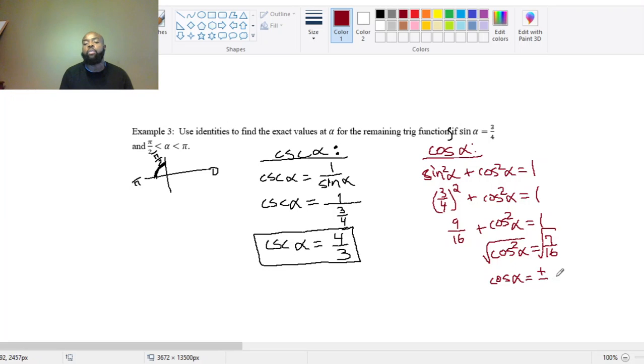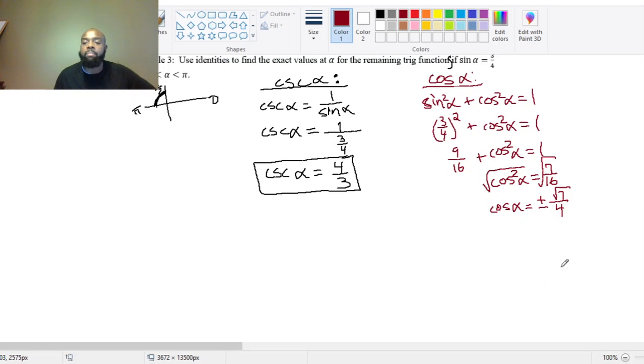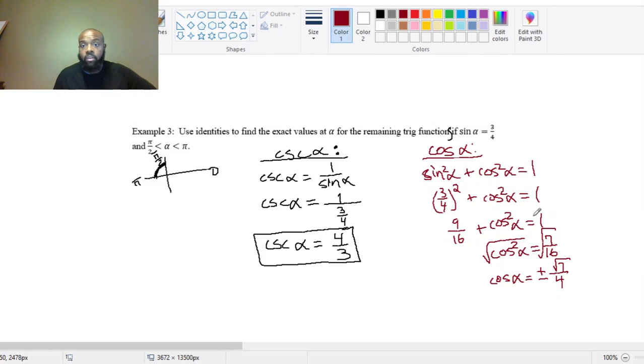Remember, when we take the square root, we put the plus or minus. That's going to be the square root of 7 over the square root of 16, which is 4. Now, it's only going to be one of these answers. The way we figure out which one it's going to be is to look at the placement of this angle. This is why we say the angle is between pi over 2 and pi. That means it's in the second quadrant. Well, in the second quadrant, our cosine function is negative, so it has to be negative square root of 7 over 4.